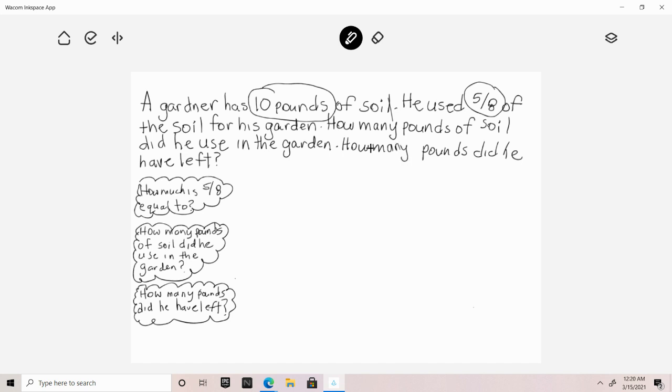Okay. So again, a gardener has 10 pounds of soil. He used 5/8 of the soil for his garden. How many pounds of soil did he use in the garden? How many pounds did he have left? So I am going to draw 10 holes.